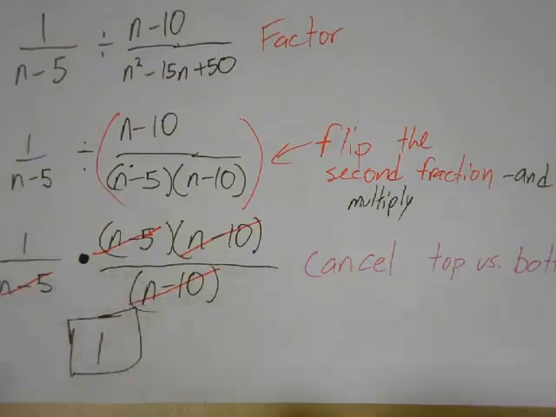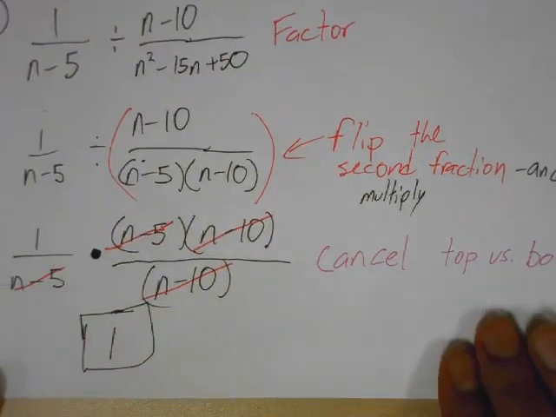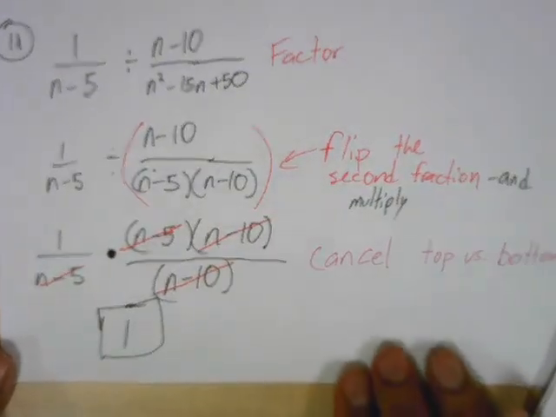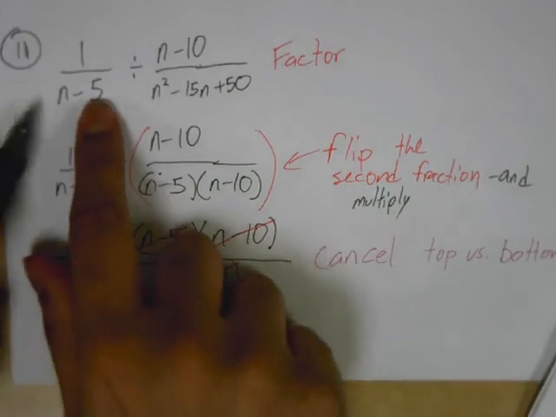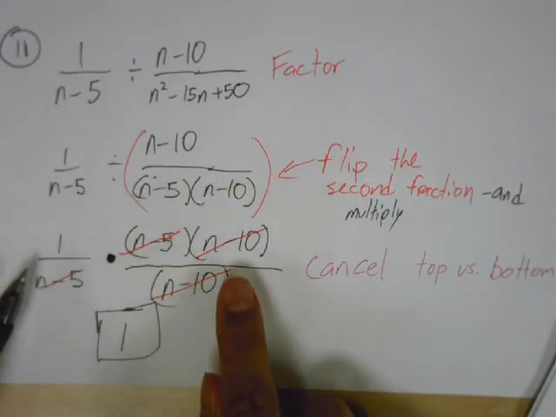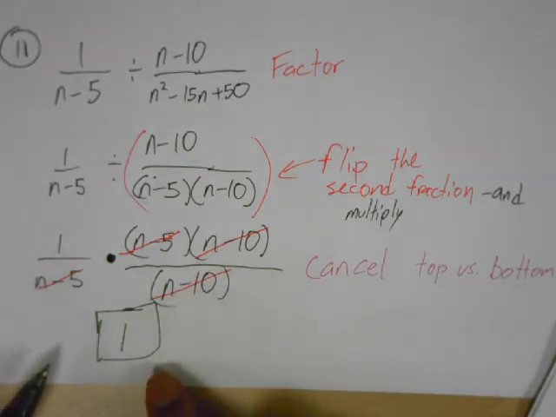All right, so that kind of is division in a nutshell. We've got our division problem. We factor, flip, and then it cancels out just like a multiplication problem, okay?